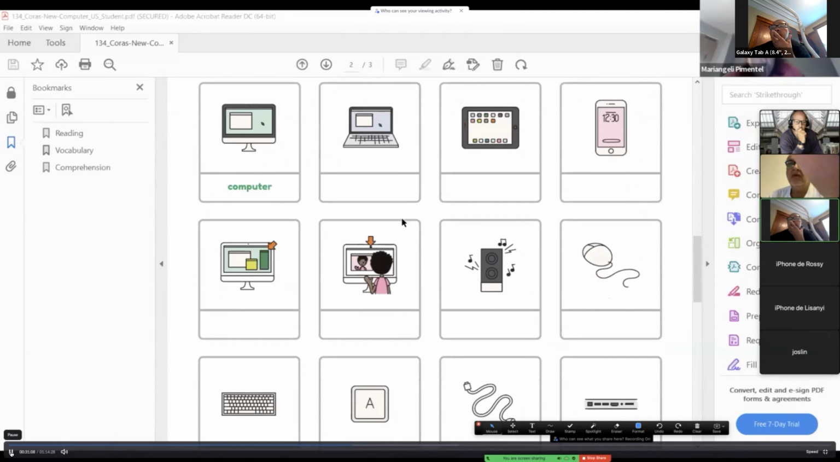We have many words for these computers, right? So please raise your hand if you want to share, if you know the word, okay? So we know the first one is computer. Computer. What's the second one?